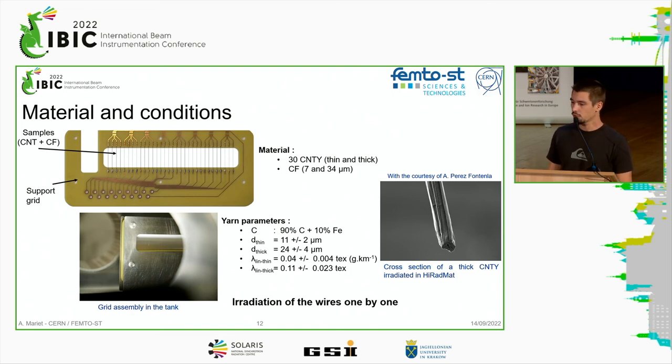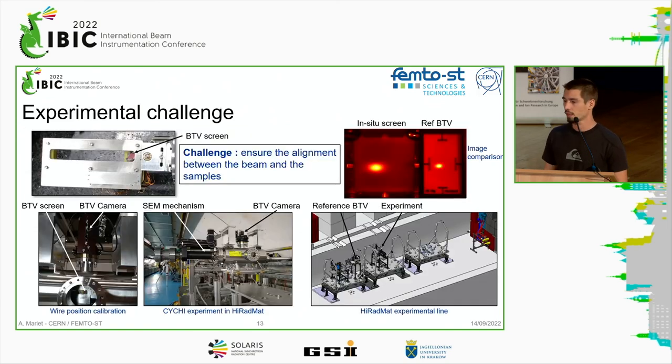So we had two different batches: a thin batch of 11 microns on average, and a thick batch of 24 microns. But the real challenge with this experiment was to ensure the alignment of a beam of 0.25 millimeters and a sample of 11 microns without touching anything, because once we move the grid, we don't touch. So we irradiate one by one.